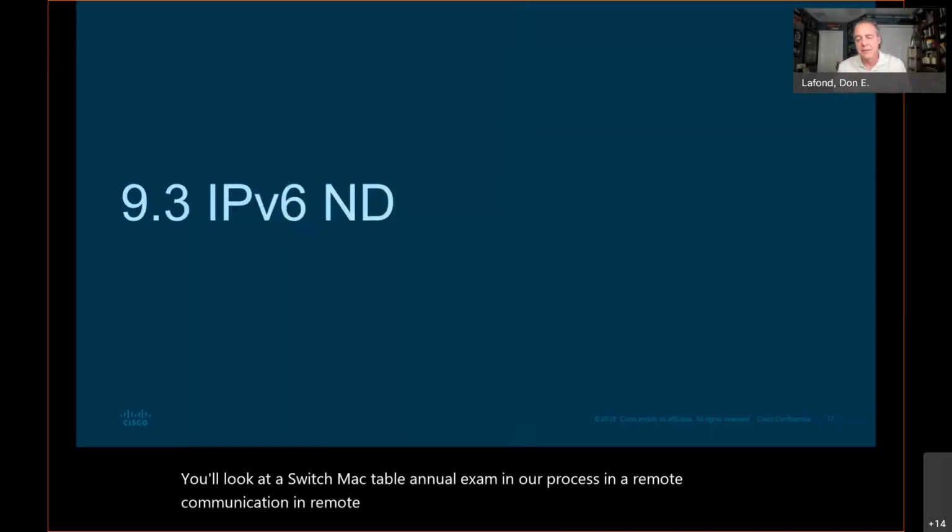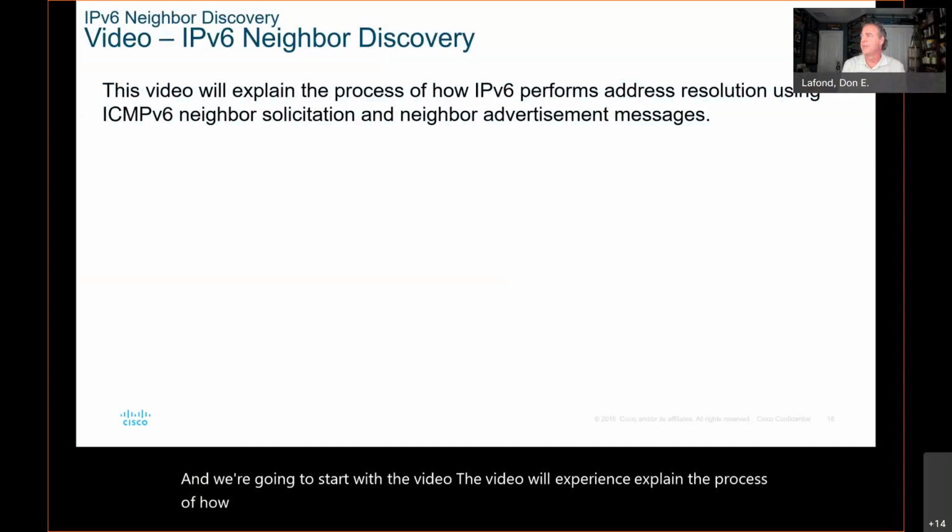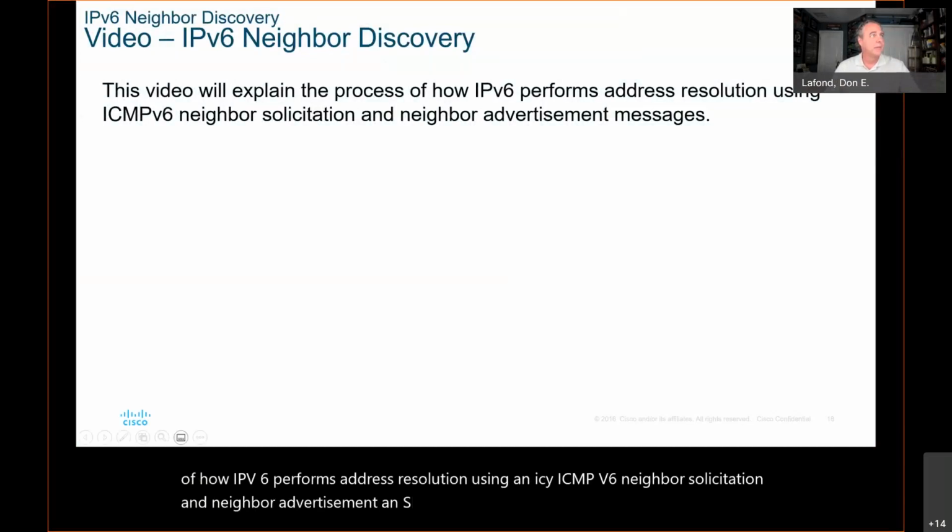Now that's IPv4. Now we're going to shift to IPv6 neighbor discovery. And we're going to start with the video. The video will explain the process of how IPv6 performs address resolution using ICMPv6 neighbor solicitation and neighbor advertisement, NS and NA messages. And let me jump to that video.